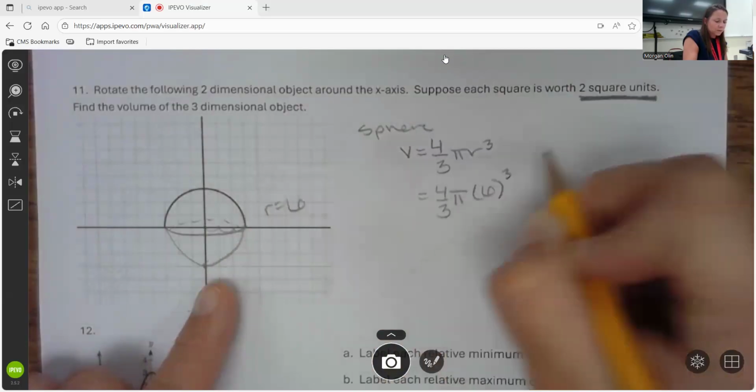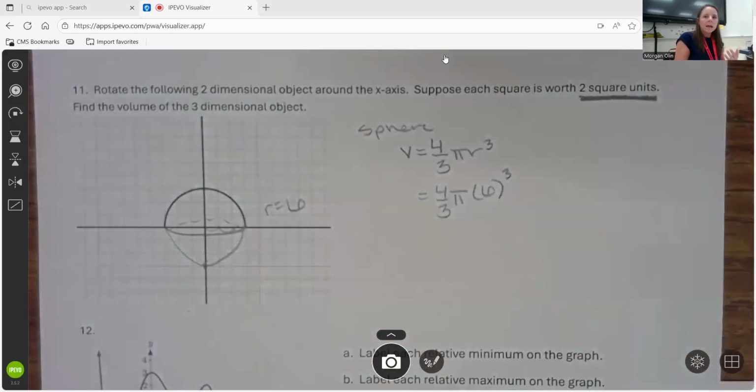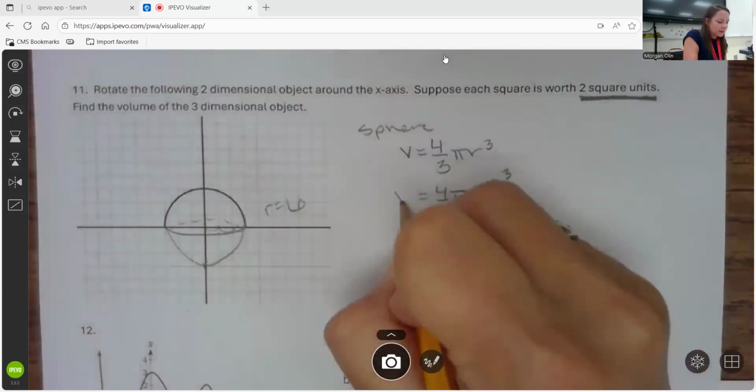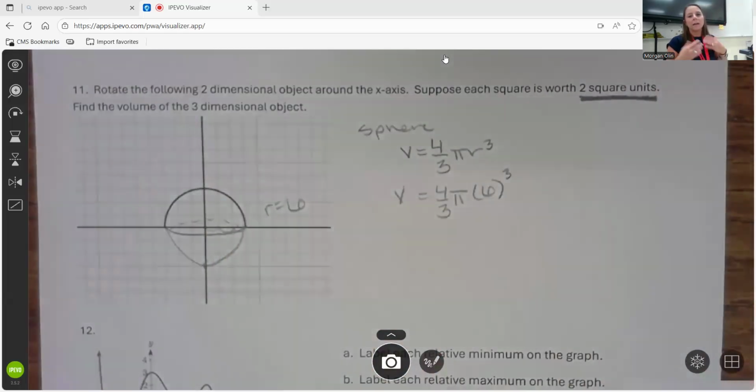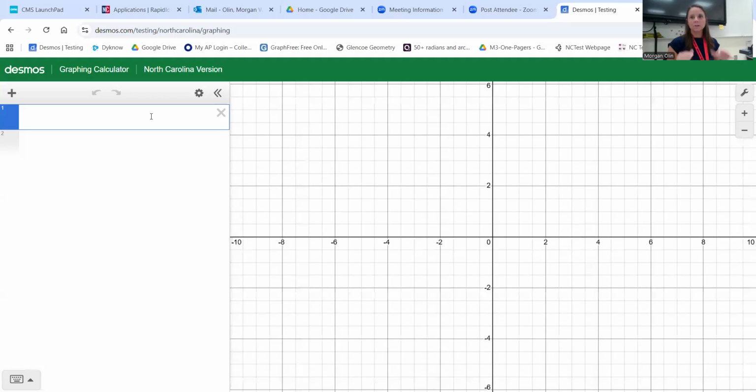So 6 cubed. Now, it didn't specify, but let's talk about answering in terms of pi versus a decimal. If I ever ask you in terms of pi, what we can do is take, and let me go grab Desmos right quick, Desmos and you only put in the numbers. So if I want pi in my answer, I only put in the numbers. I know that sounds really weird.